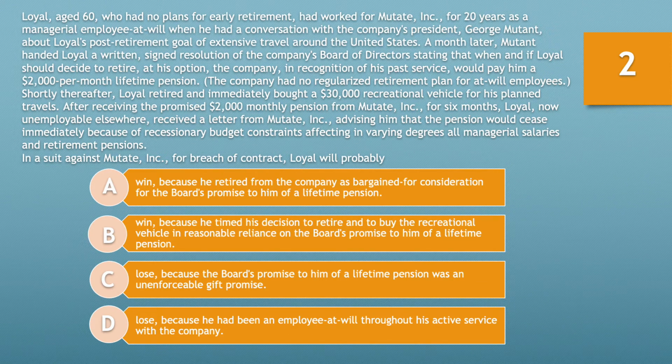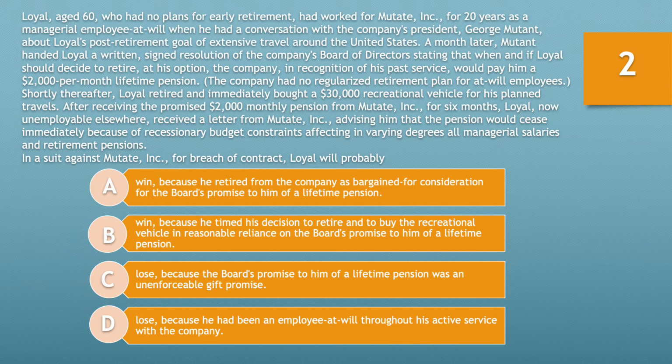Question number 2. Loyal, age 60, who had no plans for early retirement, had worked for Mutate Inc. for 20 years as a managerial employee at will. When he had a conversation with the company's president, George Mutant, about Loyal's post-retirement goal of extensive travel around the United States. A month later, Mutant handed Loyal a written, signed resolution of the company's board of directors stating that when and if Loyal should decide to retire, at his option, the company, in recognition of his past service, would pay him a $2,000 per month lifetime pension.